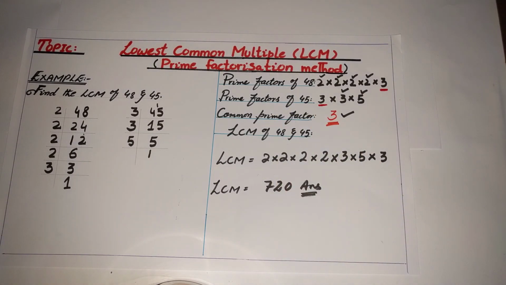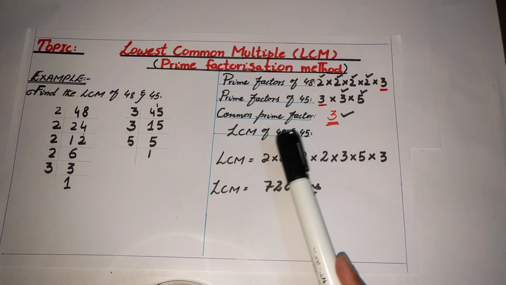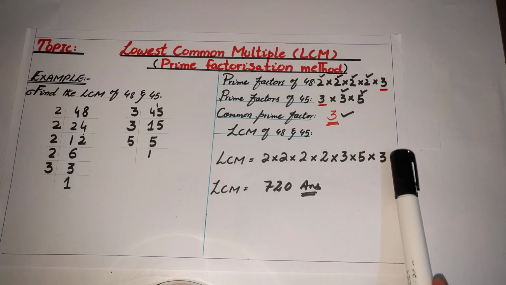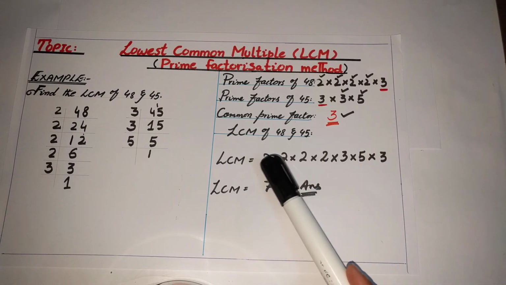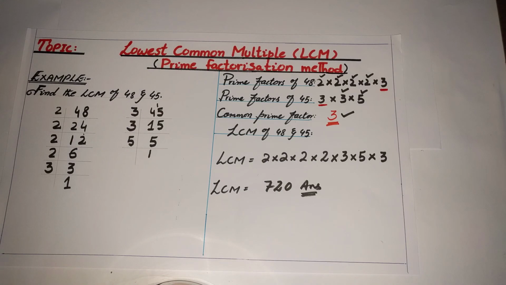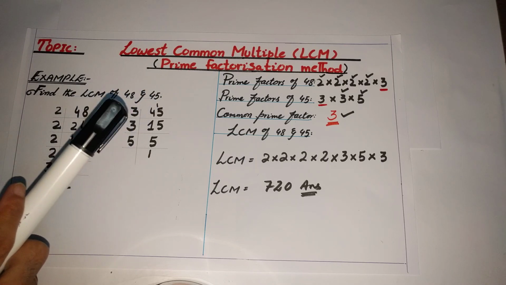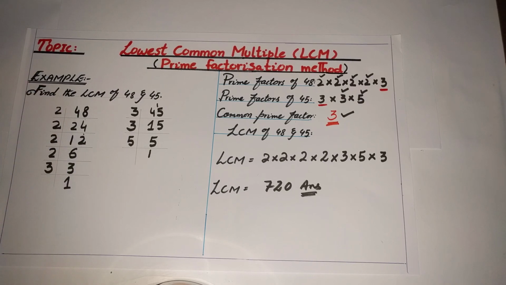So it's very easy. Firstly, you will find the prime factors of the given numbers. Then you will find the common prime factor, and to find the LCM you will multiply all the prime factors by the common prime factor only once. So the product is equal to 720. That is your answer. I hope you have learned the concept of LCM by prime factorization method. You can also find the LCM of three numbers by the prime factorization method by the same procedure.